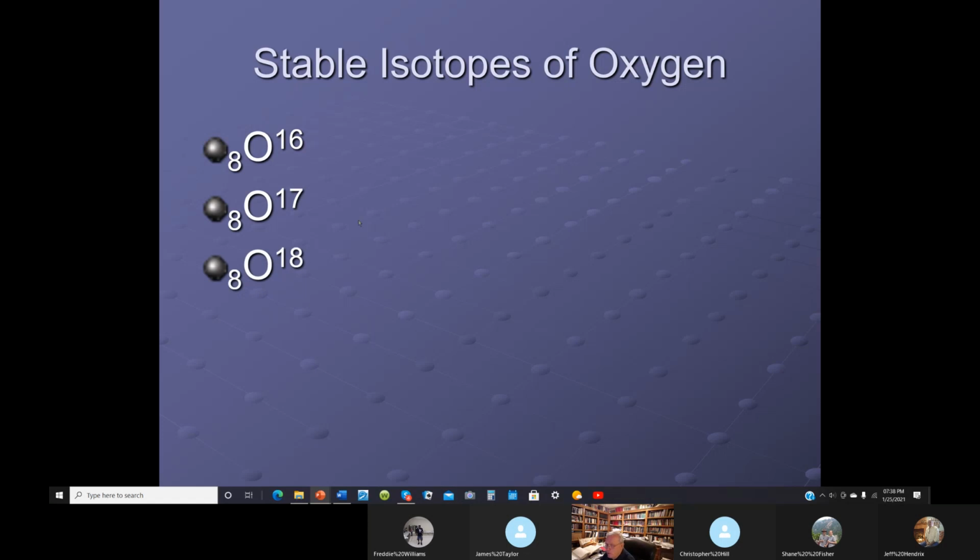Now, over here, we have another isotope, and this is stable also. It has 8 protons, making it oxygen, but it has 18 particles in the nucleus. So it has 8 protons in the nucleus plus 10 neutrons in the nucleus. Now, does everyone see that? Any questions about that?